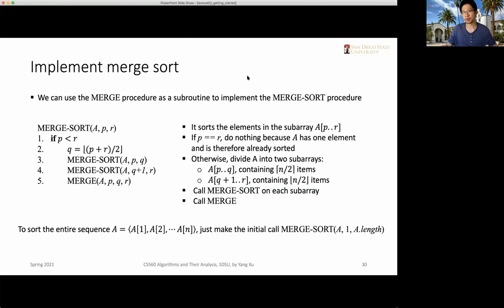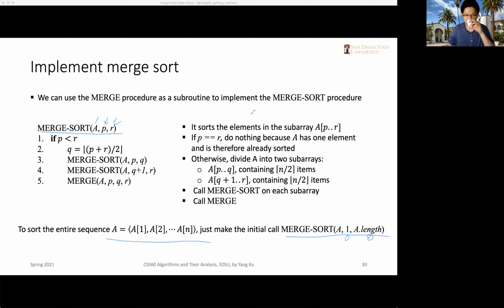Oh yeah, by the way, the input is very general, because we need to provide not just the input array but also the starting index and the ending index. So in the case of an entire sequence, if we want to sort it, we can just call merge sort from 1 to n, or from 1 to A.length. Good question.